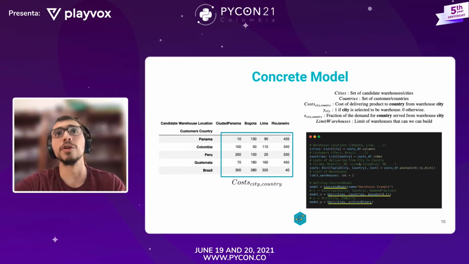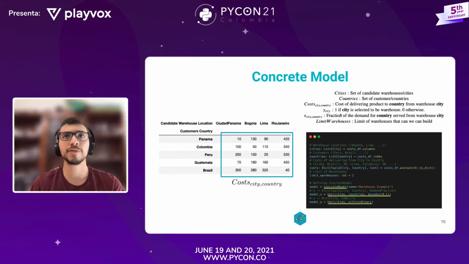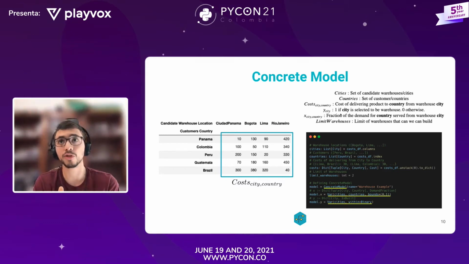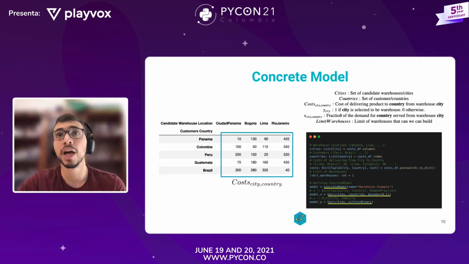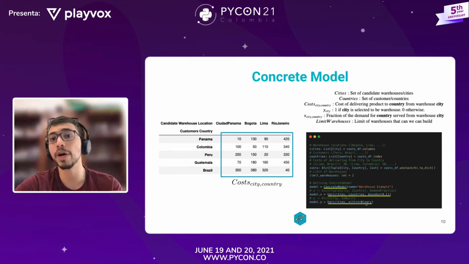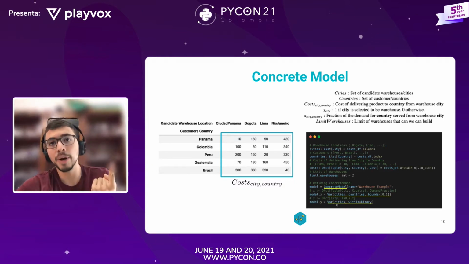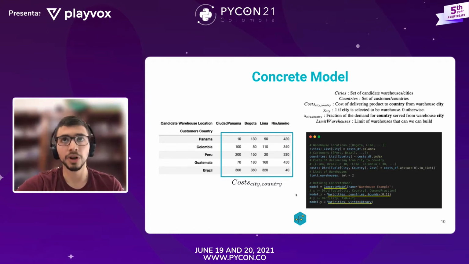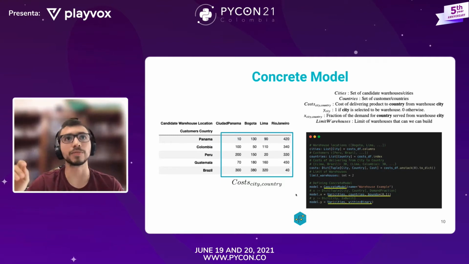Okay, so let's continue. We go to what y is. So y, if we pick a city or a warehouse, that would be a 1. It means that we are going to build that warehouse. So that's going to be the other decision variable. And as I told you before, this is going to be a binary variable, and the binary variable will be for each city. So if we build Ciudad de Panama or not, Bogota or not, and so on. Okay, I hope everything is clear up to here, and let's continue.